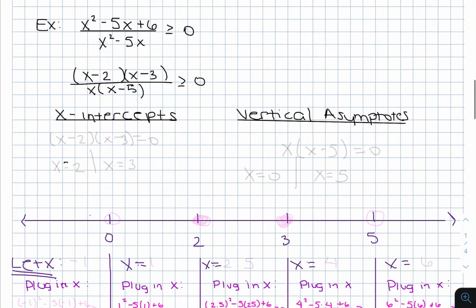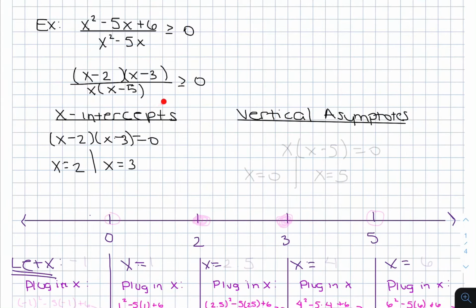This means that there are no holes. But now let's look at the x-intercepts. Remember that to find the x-intercepts, we have to set the numerator equal to 0. So we have that x minus 2 times x minus 3 is equal to 0. And solving for x, we get that x is equal to 2 and x is equal to 3.